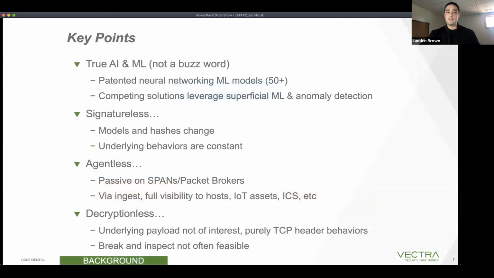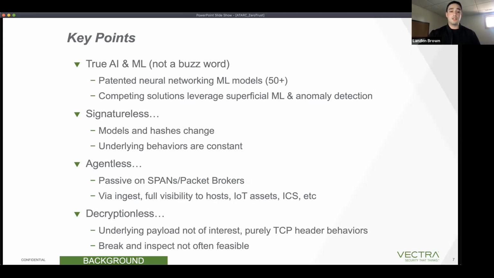And so some key points about what is Vectra overall is we're true AI and ML. We understand that this is a buzzword in the industry, and this is something that has diluted the value of true AI and ML and the perception of that. So we encourage AI skepticism, and I hope you build your skepticism and understand Vectra a little bit more throughout this presentation. But we have over 50 patented neural networking machine learning models that we're using that are purpose-built to solve specific problems and challenges in the space.